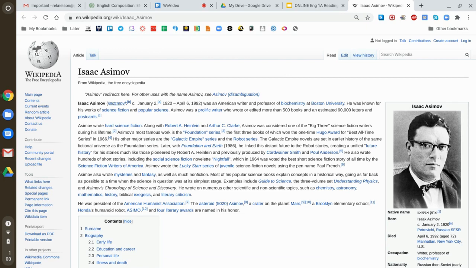Along with Robert A. Heinlein and Arthur C. Clarke, Asimov was considered one of the big three science fiction writers during his lifetime. He wrote a Foundation series, the first three books of which won the Hugo Award for Best All-Time Series in 1966. He also wrote the Robot series, Foundation and Earth. He wrote a lot about robots, and you may have actually seen a movie version of his story called I, Robot. So he wrote I, Robot. I'm not going to read the rest of the article here. I will leave that for you to do on your own.